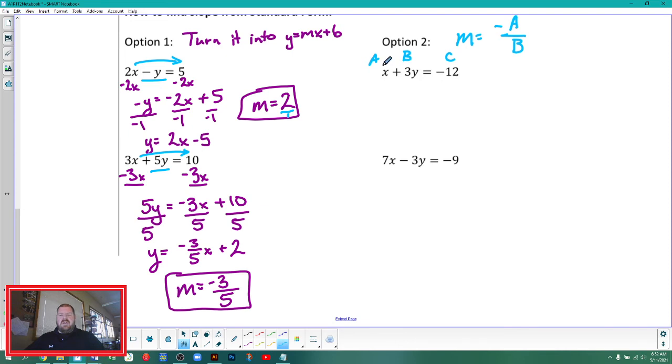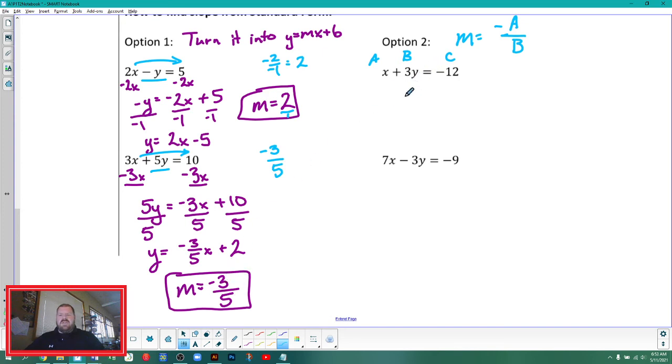And the slope is going to come from the opposite of the number multiplied by x divided by the number multiplied by y. If we check that in these two, the opposite of 2 is negative 2. The number multiplied by y is negative 1, and negative 2 over negative 1 is 2. In this one, we're going to get the exact same thing. The number multiplied by x is 3, so I use negative 3 over the number multiplied by y, which is 5. Negative 3 over 5 is the same thing that I got here.